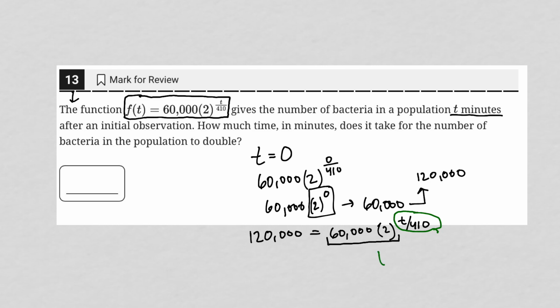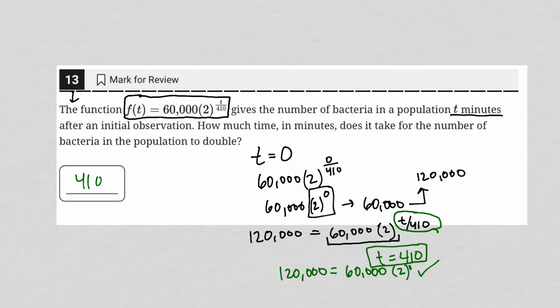Well, if I set t equal to 410, then the exponent would be 410 divided by 410, which is 1, and we'd end up with 120,000 equals 60,000 times 2 to the first power, which is absolutely true. So t equaling 410 must be the correct answer. So I'm going to place that there.